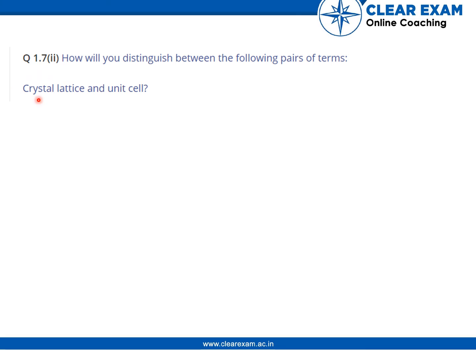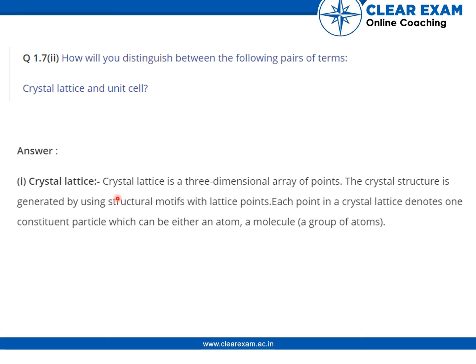Second, we have to distinguish between crystal lattice and unit cell. So first of all, crystal lattice: it is a three-dimensional array of points. The crystal structure is generated by using structural motifs with lattice points. Each point in a crystal lattice denotes one constituent particle, which can be either an atom, a molecule, or a group of atoms. Molecule is a group of atoms. So we can say that a crystal lattice comprises millions and billions of atoms or molecules, constituent particles basically.